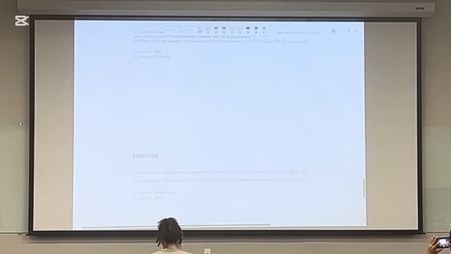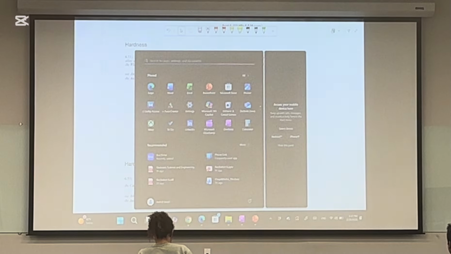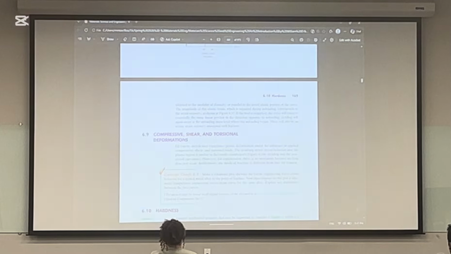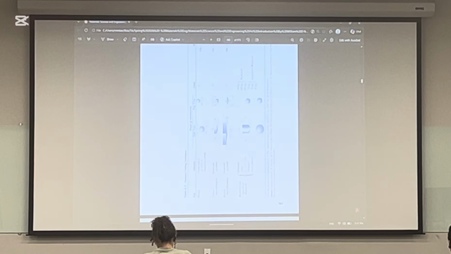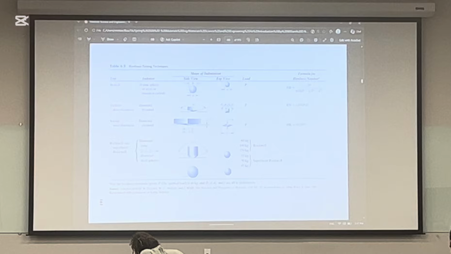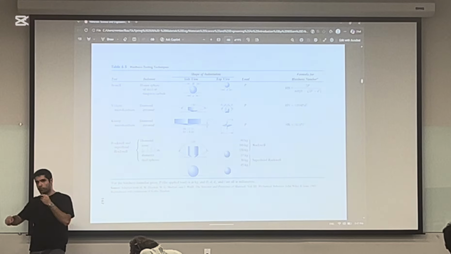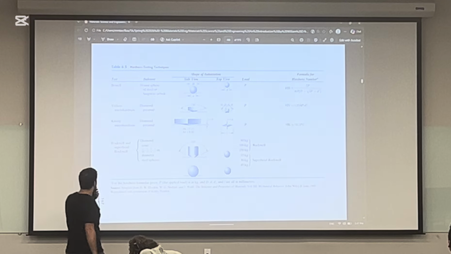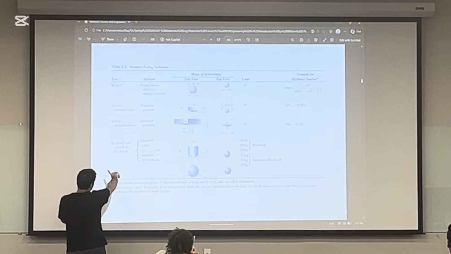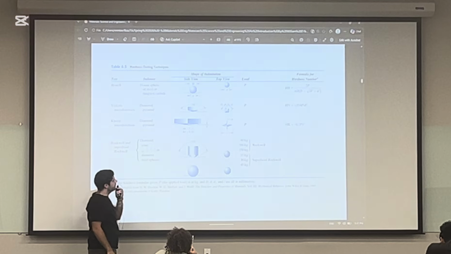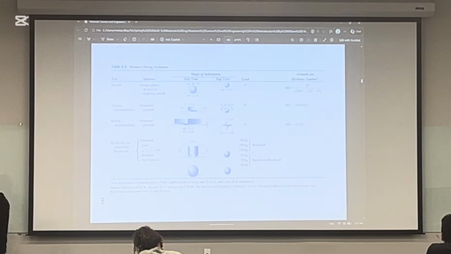So the next part is about hardness, but I think we don't have time to go through this one, so I'm just going to show you on the textbook. Here we have different types of hardness, and you will see it in your homework as well. It's pretty simple. You can have Vickers, Rockwell, or Brinell hardness. You just use those formulas for the hardness.